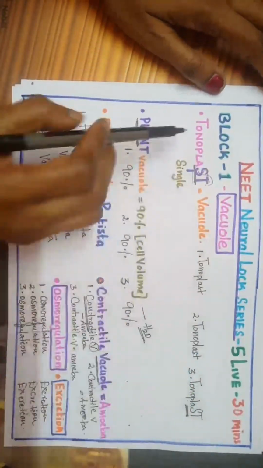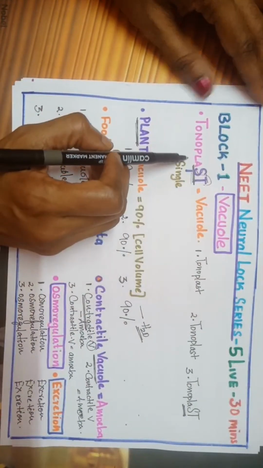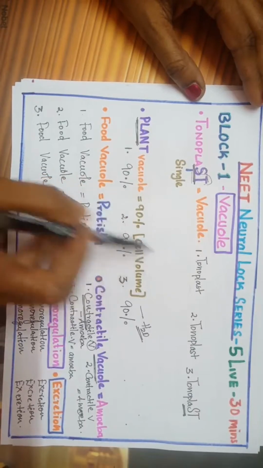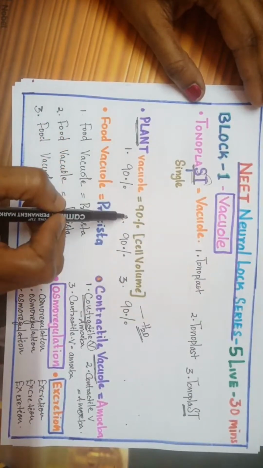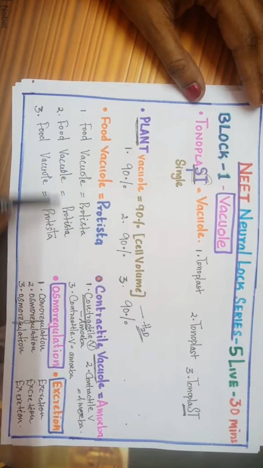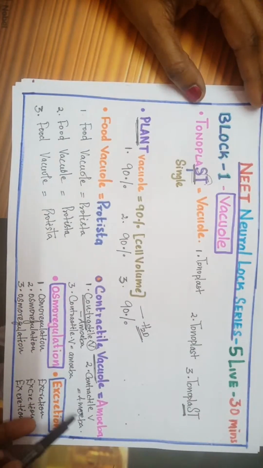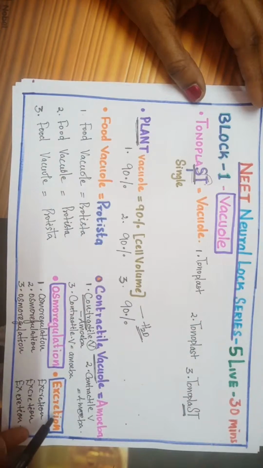That is, first is the vacuole, the tonoplast. The single membrane of the vacuole is called the tonoplast. The plant vacuole occupies 90% of the total cell volume. Food vacuole is seen in Protista, and contractile vacuole is seen in Amoeba, which helps in osmoregulation and excretion of Amoeba.